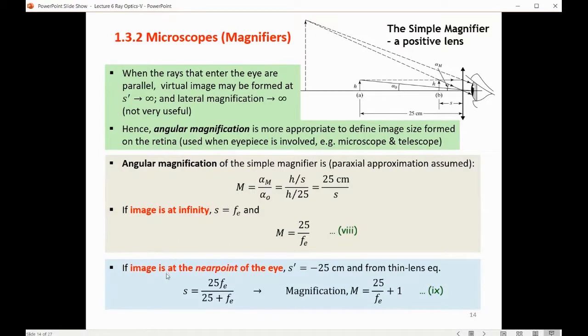If the image is at the near point of the eye, that is s prime is equal to negative 25 cm, then from the thin lens equation, we will get s equal to 25 fe divided by 25 plus fe. And in this case, the magnification will be given by 25 divided by fe plus 1. Equation 8 here is often used for short fe, as equation 9 here would approximate this value.